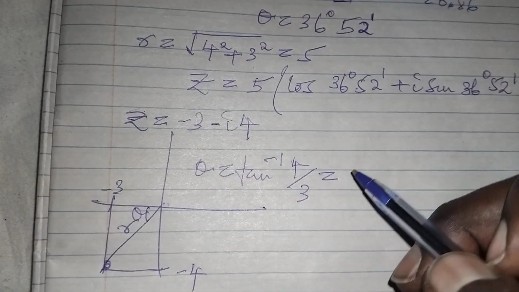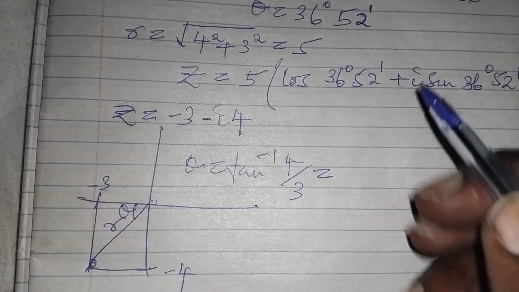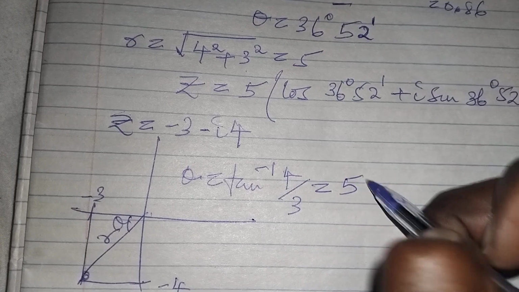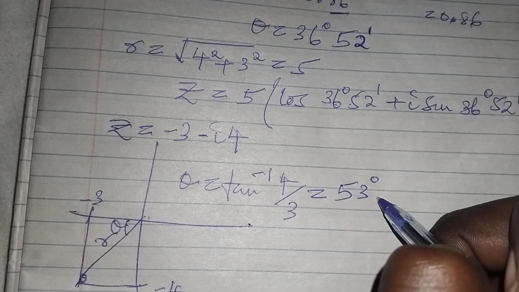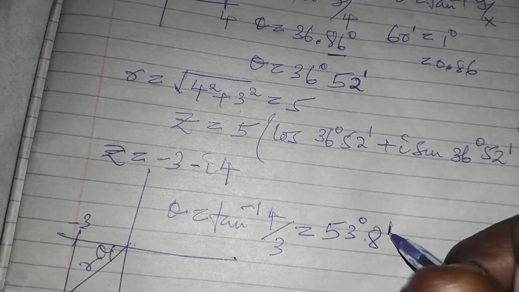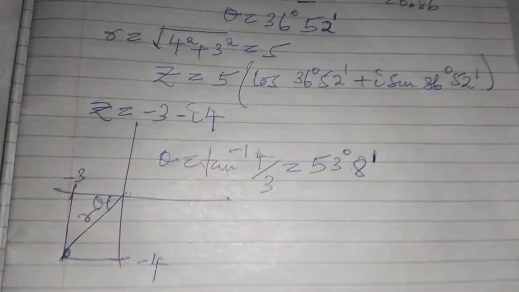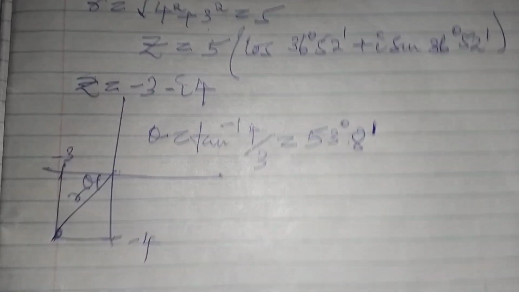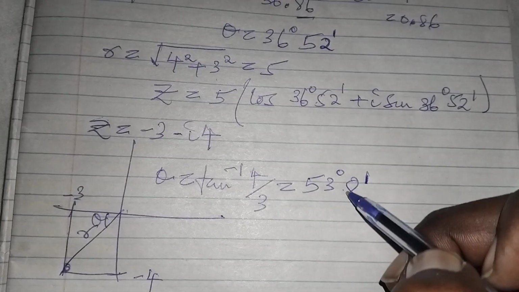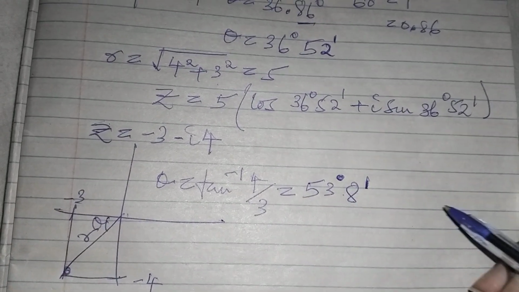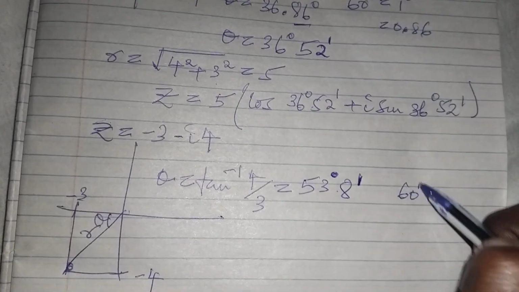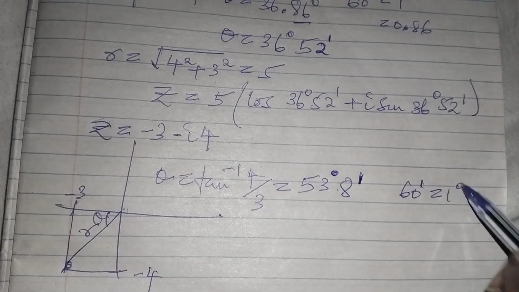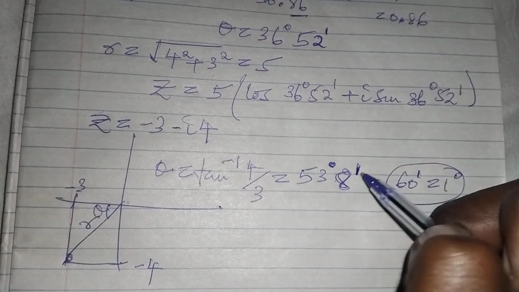When you press this in your calculator, you are going to get 53 degrees 8 minutes. My calculator gives me the answer in that mode, but if yours gives you degrees, you can always use 60 minutes equals 1 degree, then convert the decimal part to 8 minutes.